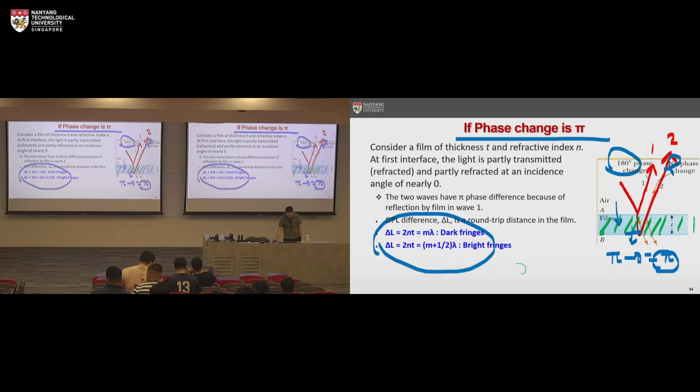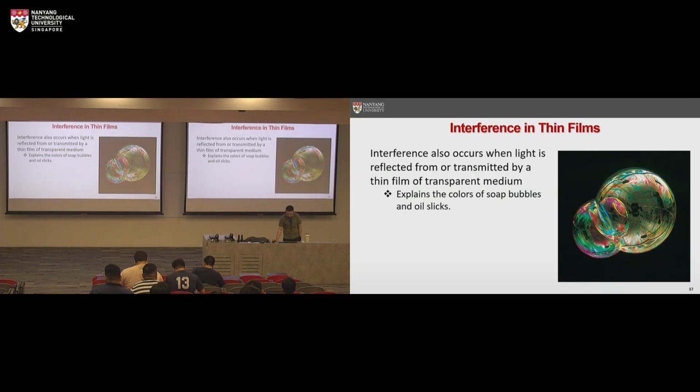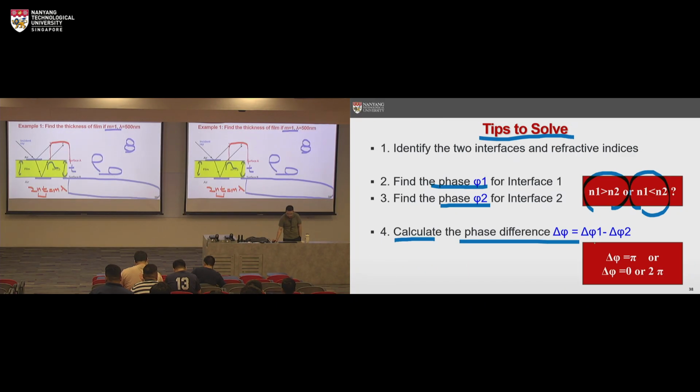And remember, 2nt equals m lambda. The nt, again and again, I want to remind you, the n is the refractive index of the t. Okay, so this is the tip to solve it.